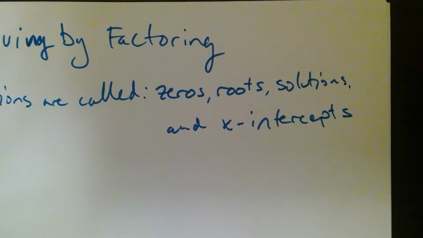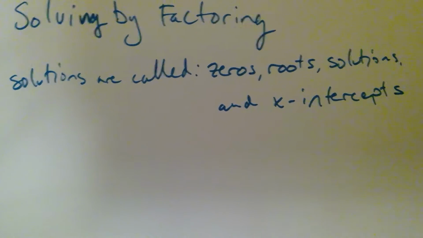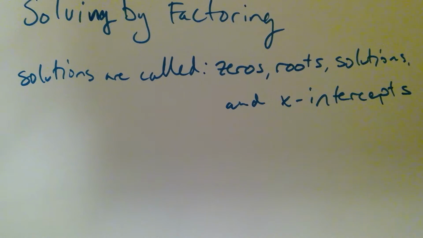If you only see one of them, you know that's what I'm looking for. I like to call them solutions, but if I see the word zeros, I know that's a solution, so I know what to do. We must know all of the names. So let's go ahead and do it with factoring. We're going to do a couple examples that are already factored, and then we're also going to factor one ourselves and then solve it.